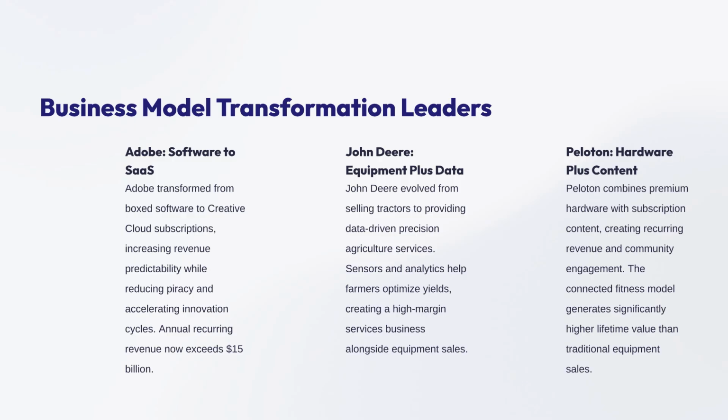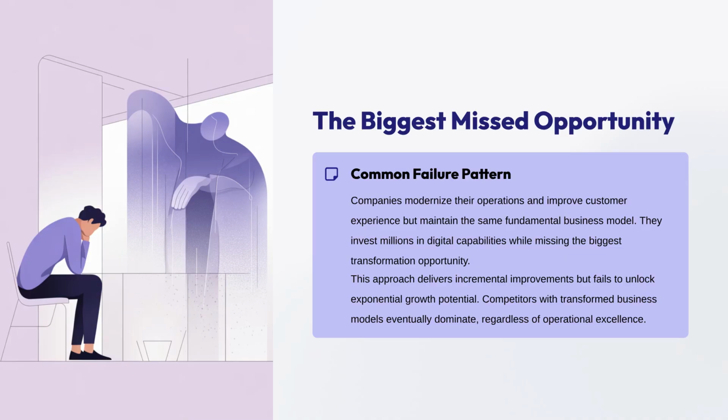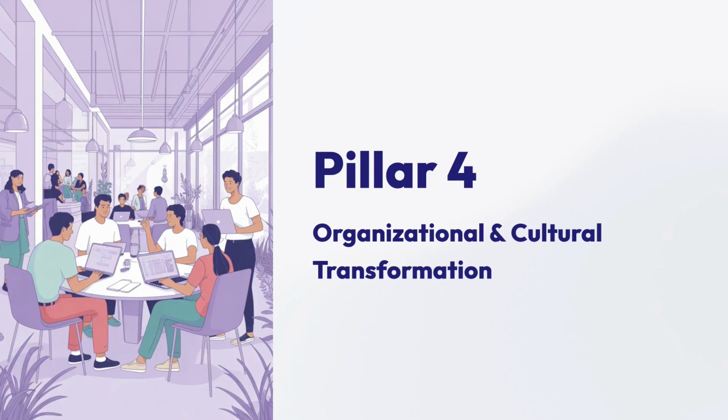Leaders in this area include Adobe, which moved from software to subscriptions, John Deere, which added data-driven services to equipment sales, and Peloton, combining hardware with subscription content. The biggest missed opportunity is modernizing operations and customer experience while maintaining the same fundamental business model. This results in incremental gains, while competitors with transformed models dominate. Finally, Pillar 4, Organizational and Cultural Transformation.